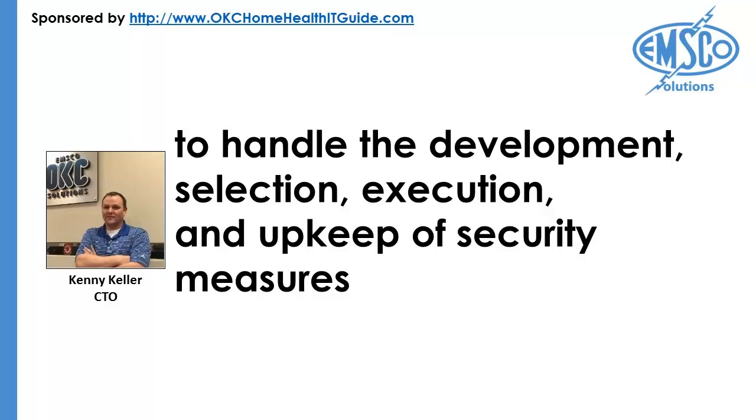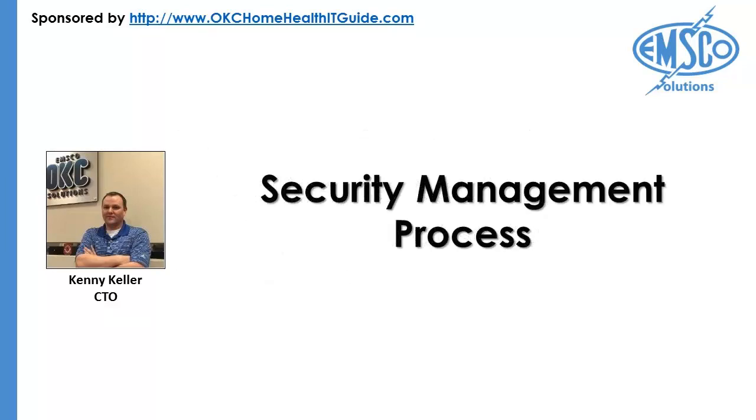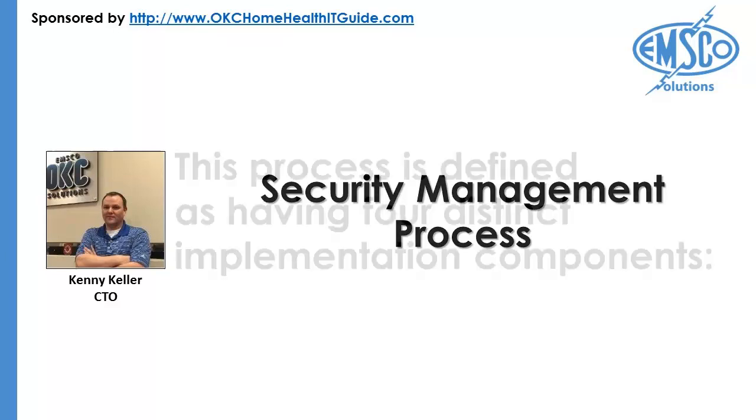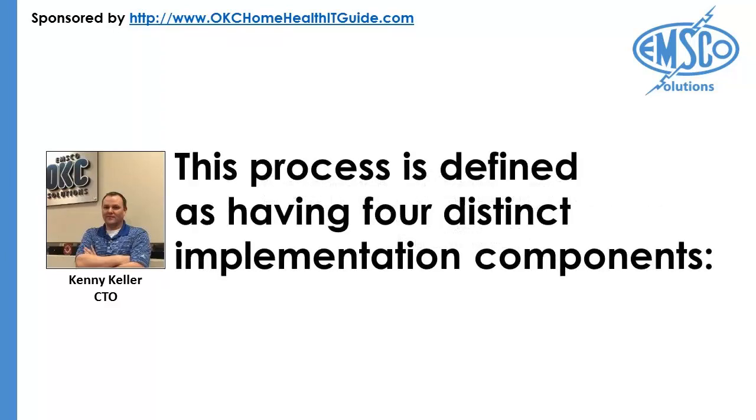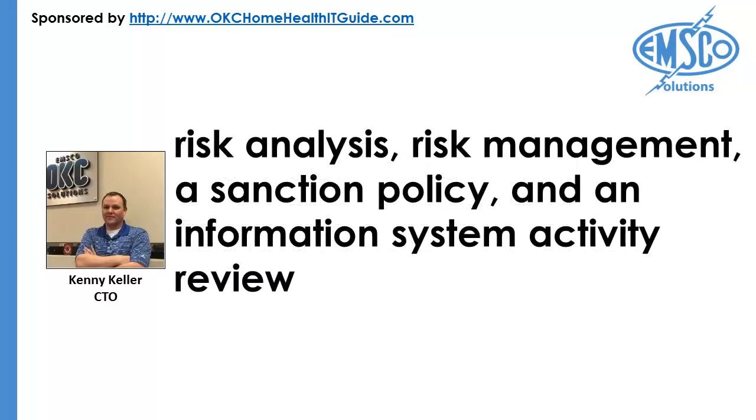Below is a summary of a few administrative safeguard standards that are required to be compliant. Security management process. This process is defined as having 4 distinct implementation components: risk analysis, risk management, a sanction policy, and an information system activity review. These 4 components are often viewed as the foundation of the administrative safeguards in HIPAA security.